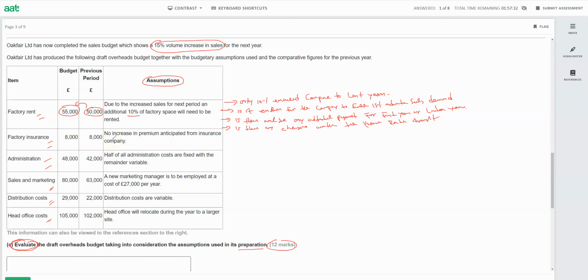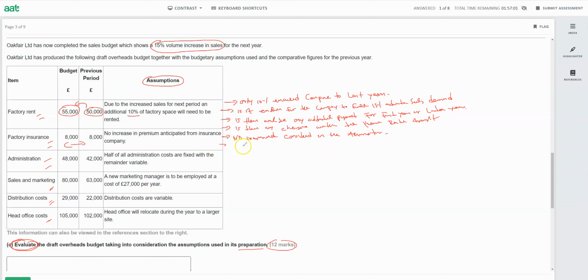This one is the same, so no increase. First we need to write what's happening, so you need to say no increase incorporated or no increase considered in the assumption. So no increase considered in the assumption. This is the first thing we need to write, what's happening between these two budgets, because it will give us an easy 1 mark.